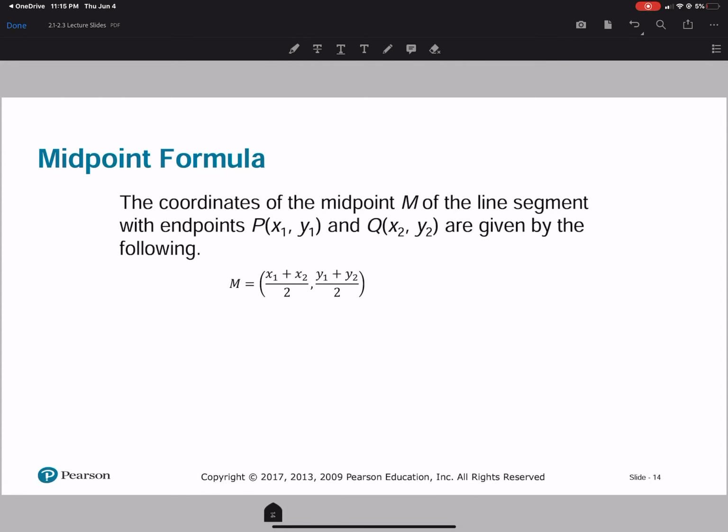So we're looking at the midpoint formula. It says the coordinates of the midpoint M of a segment with endpoints P (x1, y1) and Q (x2, y2) are given by the following. So the midpoint is equal to x1 plus x2 over 2, so taking half, and y1 plus y2 over 2, so it is all over 2. So you're taking half of both additions.